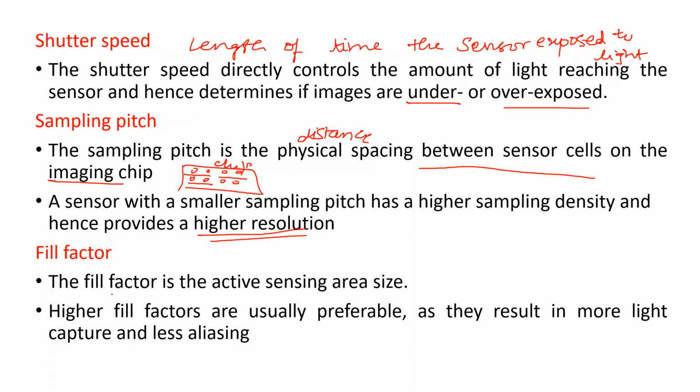Okay, so then next one is fill factor. Fill factor is very important. It is nothing but active sensing area. Only the active sensing area can capture the light and provide the images. Multiple sensing areas are there, but all the sensing areas are not active all the time. Some may be useful for wiring, some may be useful for performing circuits. So a higher active sensing area, which is nothing but a higher fill factor, is usually preferable because it provides brighter images.